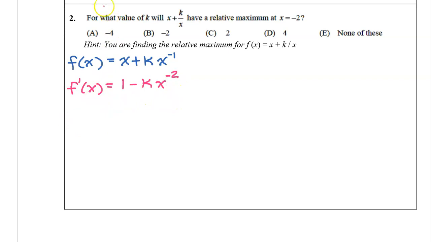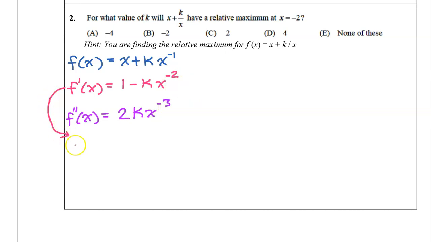I've seen into the future, and I know we will ultimately need the second derivative test. So I'm going to go ahead and find the second derivative right now. So the derivative of 1 is 0. And using the power rule, negative 2 times negative 1 is positive 2. So we will have positive 2k. And reducing this power by 1 gives us the negative third power.